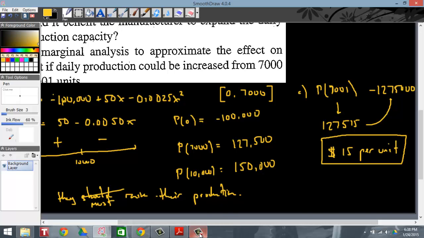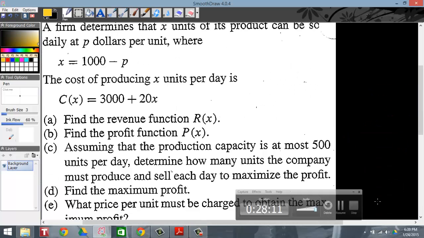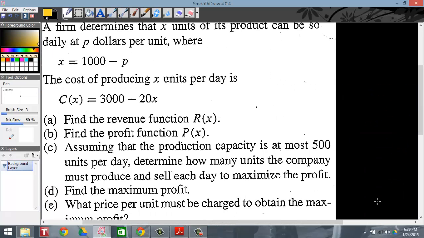Hold on for a second. Number 44 is next. A firm determines that X units of its product can be, I think this is supposed to say sold, but there's a hole puncher there, sold daily at P dollars per unit, where this is true. The cost of producing the units per day is this value here. So this problem is really cool because they're guiding us through. They want us to find the revenue function and the profit function.